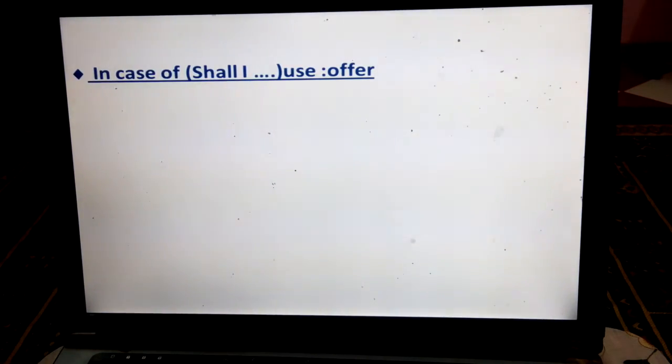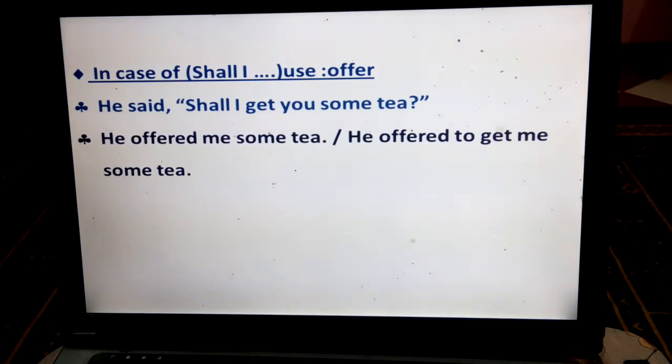In case of shall I use offer. He said, "Shall I get you some tea?" The indirect question will be, he offered me some tea, or he offered to get me some tea. The same.